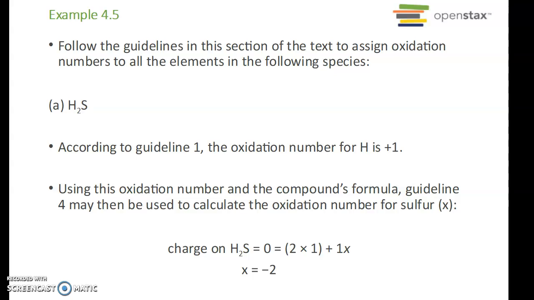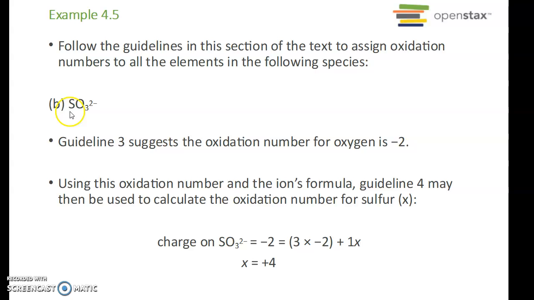Okay, let's apply the knowledge that we have and assign the oxidation numbers to certain of these species. H2S: first of all, since this right here is a non-metal, hydrogen here should be a +1. So that means sulfur would be a -2, right? And it goes through the calculations here.